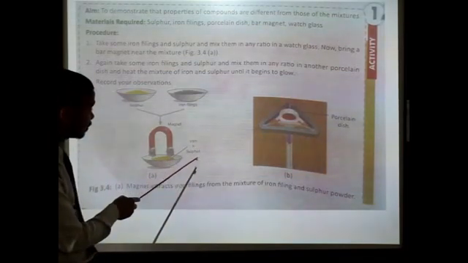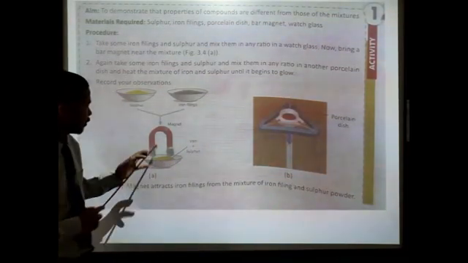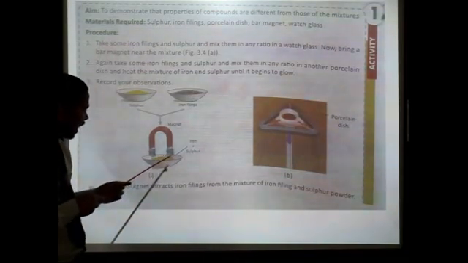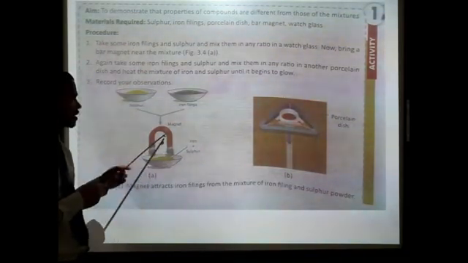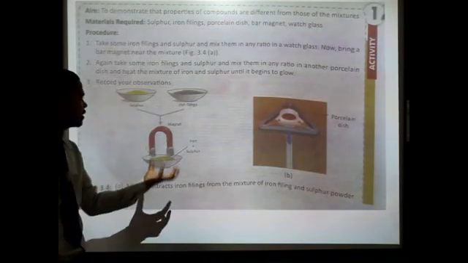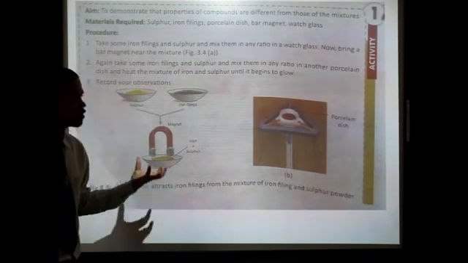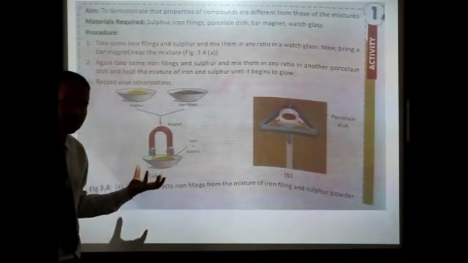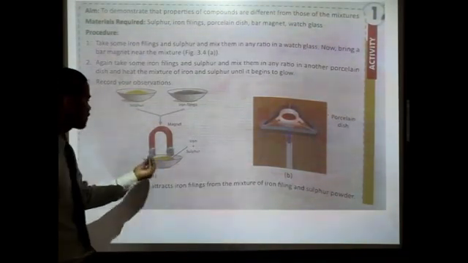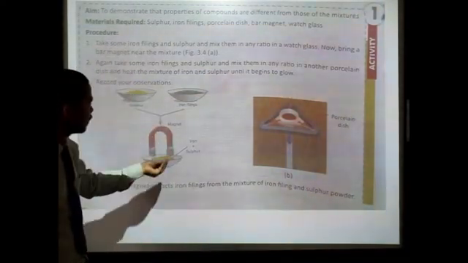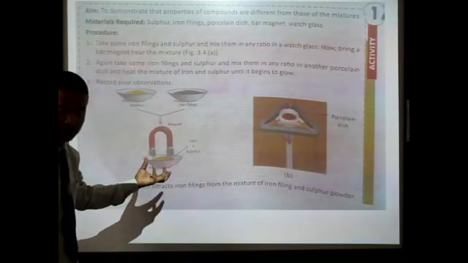Mixture of iron and sulfur. Now to this mixture, if you bring a bar magnet nearby, you can see that iron filings will get attracted towards the magnet, and in this porcelain dish you will get sulfur only. So what will be left? Sulfur only. That means iron can be easily separated from the iron sulfur mixture.